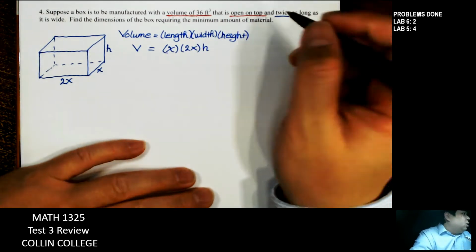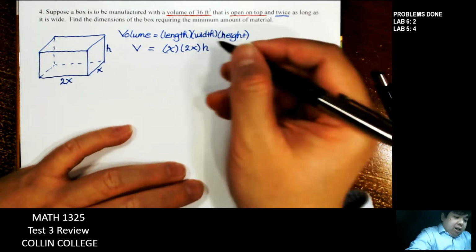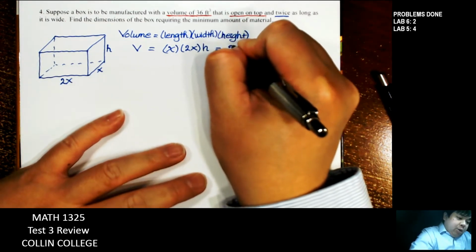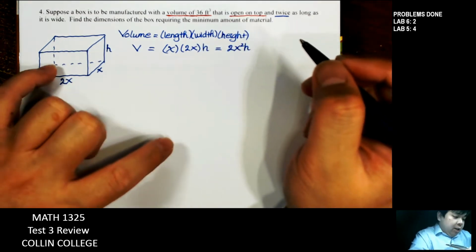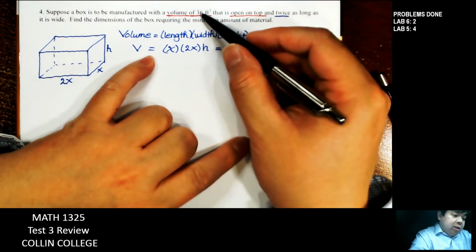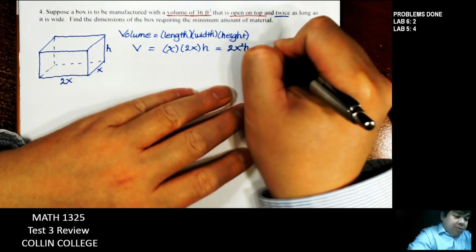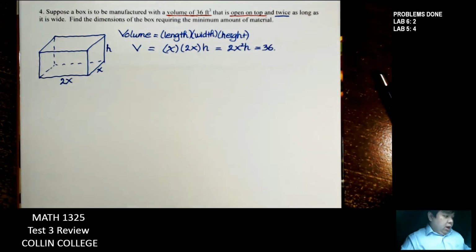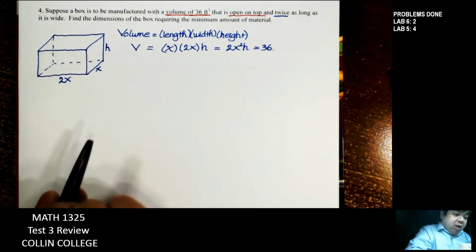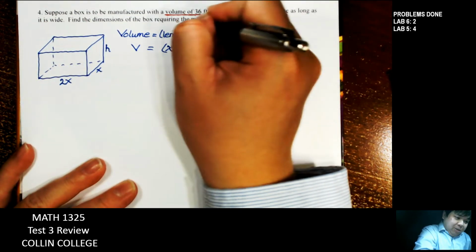So in this particular problem, we're going to have x times 2x times the height, and that equals x squared h. Right, and that is the volume. The volume is constant, fixed at 36. So leave that for a moment.